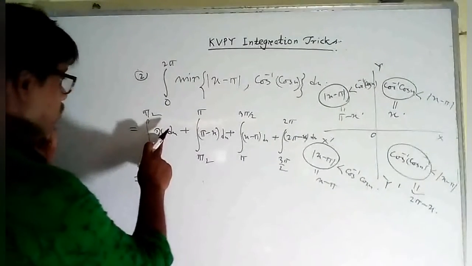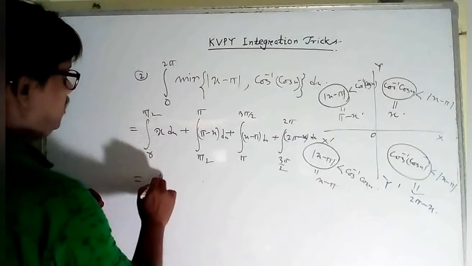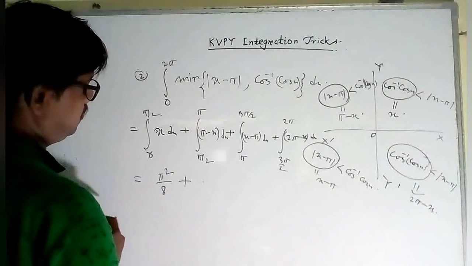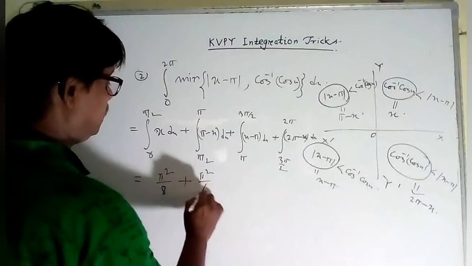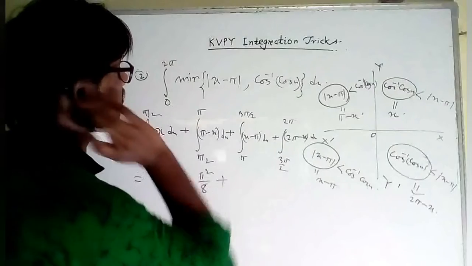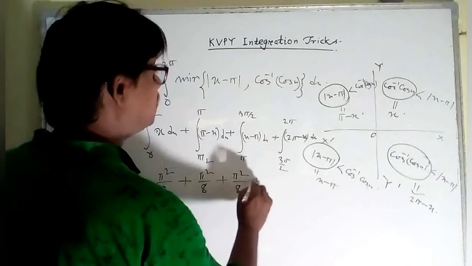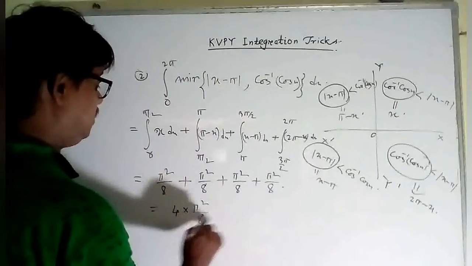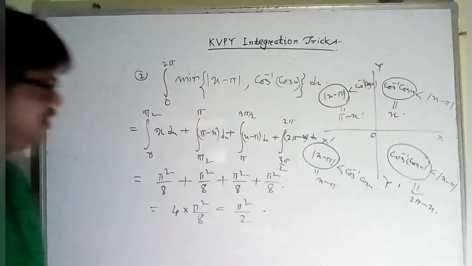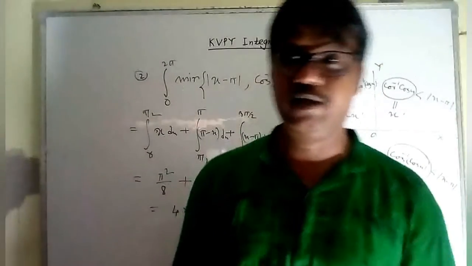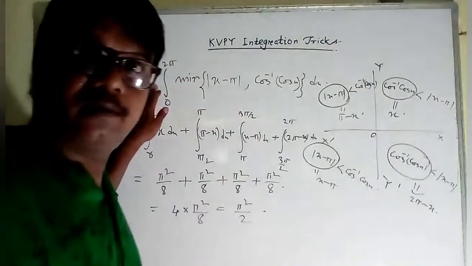Now x square by 2, that is pi by 2 whole square into half, means pi square by 8. Pi x minus x square by 2 equals pi square by 8. This also is pi square by 8, and this also pi square by 8. That is 4 into pi square by 8, pi square by 2. Answer is pi square by 2. Very interesting problem this, and this problem has come in KVPY 2011.